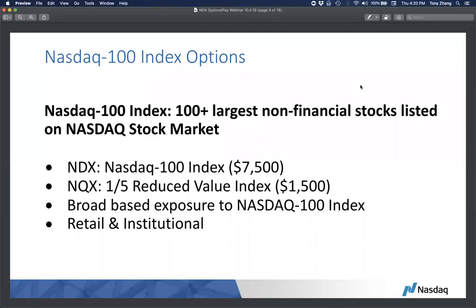So there's also a smaller contract called NQX, which is the 1/5 reduced value index that's currently trading around 1,500. That's really more suited for more retail focused accounts. So the Nasdaq-100 index is an index that tracks a broad-based group of companies that many of us hold in our portfolios, and the options on them allow us to trade or speculate on that index going higher or lower. So it's a broad-based exposure to the Nasdaq-100 index using these index options, and because we have the full value index and the reduced value index, it's suitable for all different account sizes of retail and institutional customers.